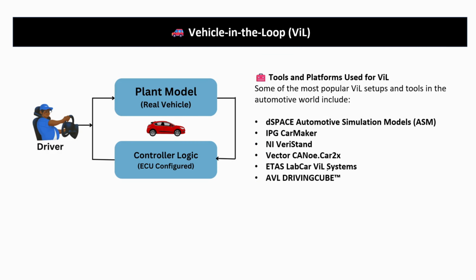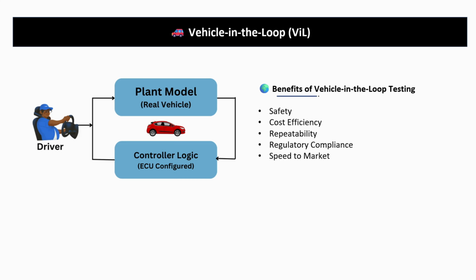Here are some of the most popular ViL setups and tools in the automotive world. These systems connect simulation computers with the real vehicle ECUs, sensors, and actuators using ultra low latency interfaces. They are capable of generating full traffic environments with 3D visuals, road geometry, pedestrians, and weather, all synchronized with the real vehicle's control systems. Let's talk about the benefits of vehicle in the loop testing.